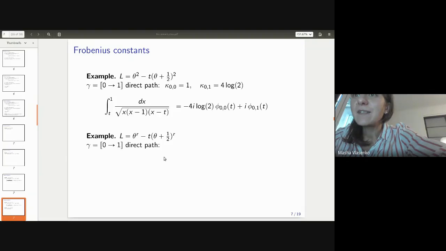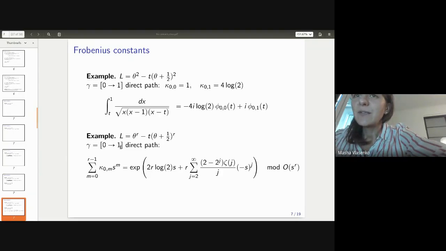Let's try to generalize this example a bit. This is hypergeometric of any order R. And again, we take a direct path which goes along the real line from 0 to 1. If we compute these Frobenius constants, here is the formula. It's exp of a power series where you see zeta values of the Riemann zeta function. So when we increase R, we will be able to see as many zeta values as we want as Frobenius constants of this differential operator.